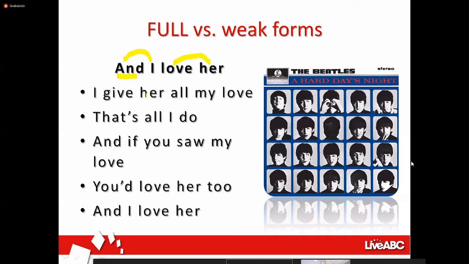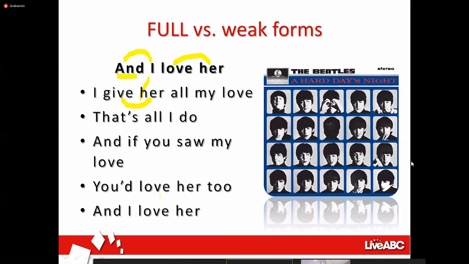The lyrics say, "I give her all my love". And the Beatles say, "I give her, I give her all my love". That means that this letter H sound disappears. Yeah. And here it says, "that's all I do". Well, no problem. You saw my love. Yeah.